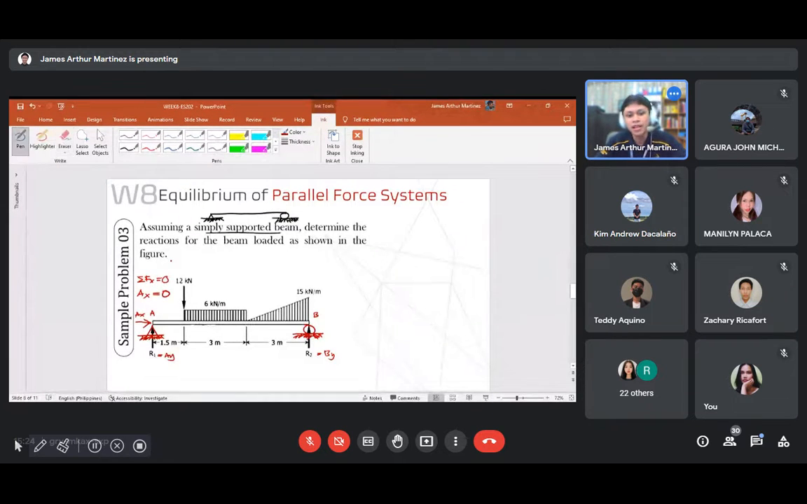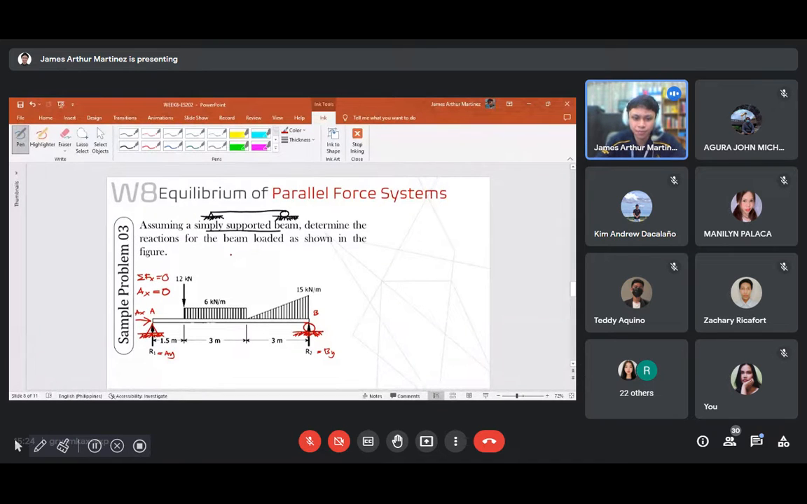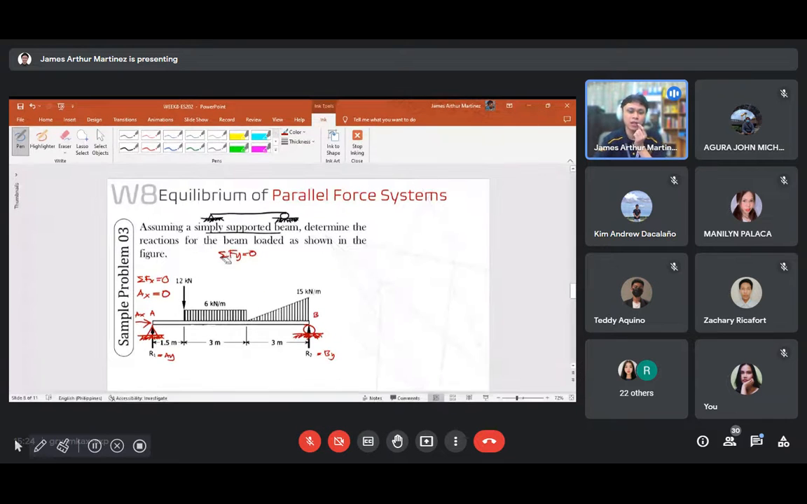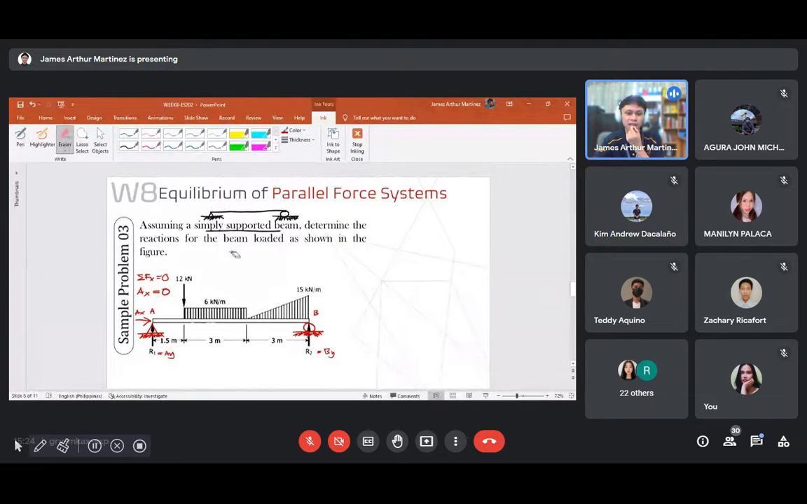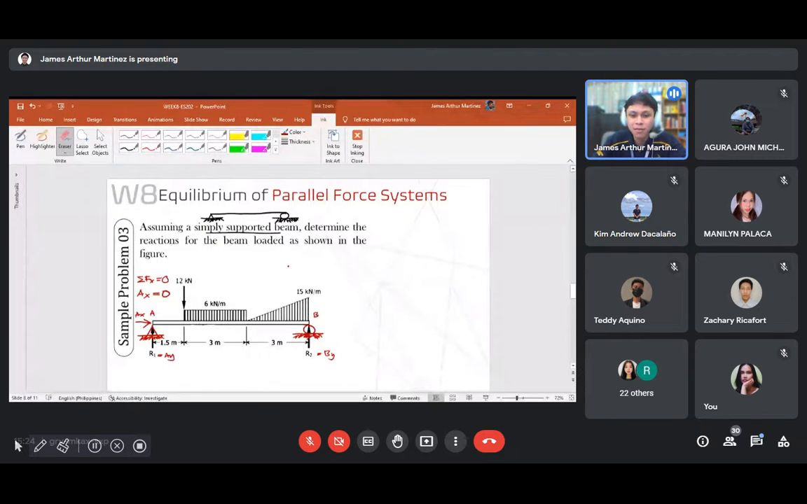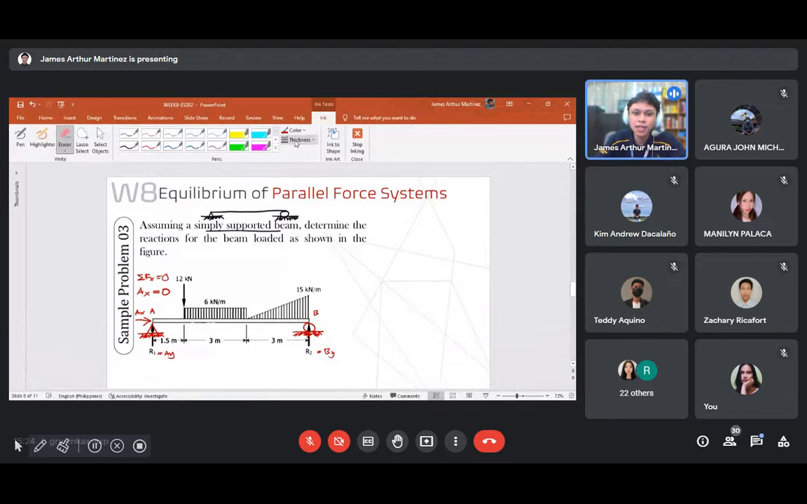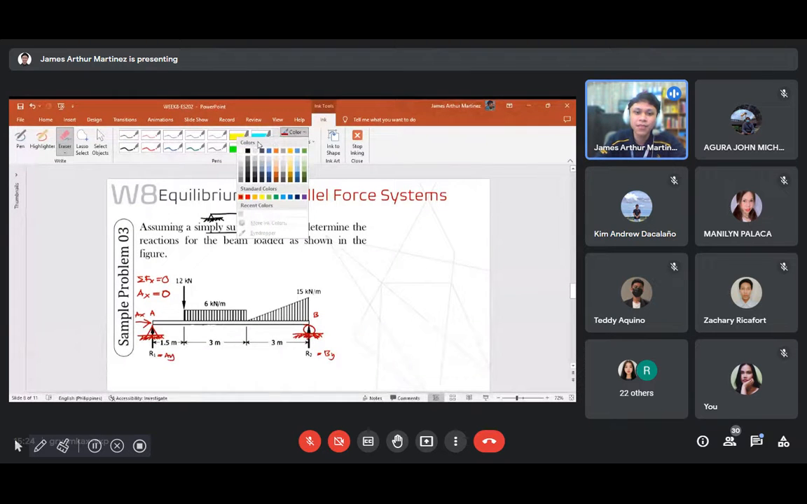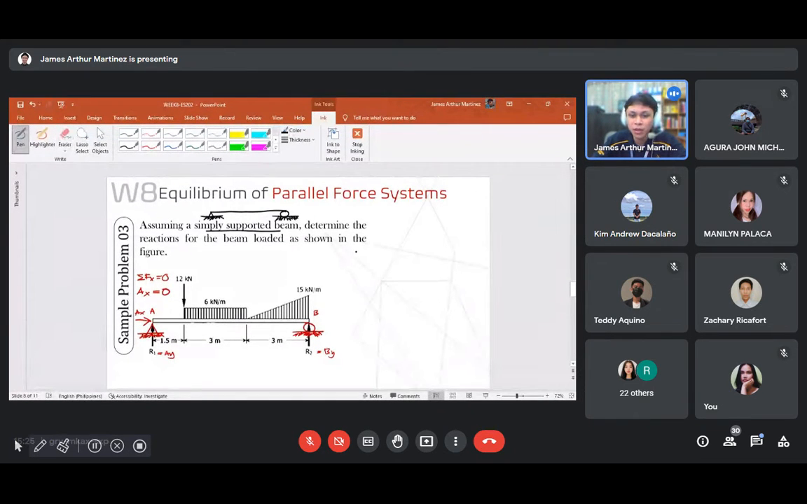Okay? Now, how about AY and also BY? If we sum up the forces on the y-axis equal to 0, we have two unknowns, AY and BY. We don't know them. That is why, if we use that, it will be difficult to compute directly for AY and BY. Which means, let us proceed with the third equation of equilibrium, and that is the summation of moment equal to 0.